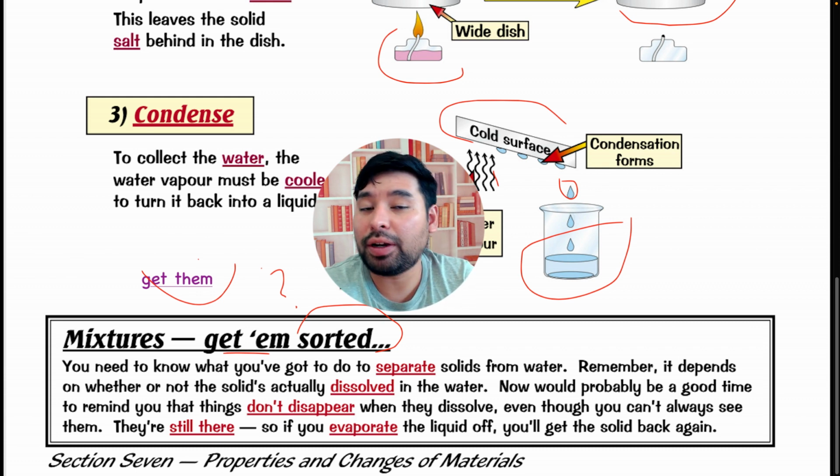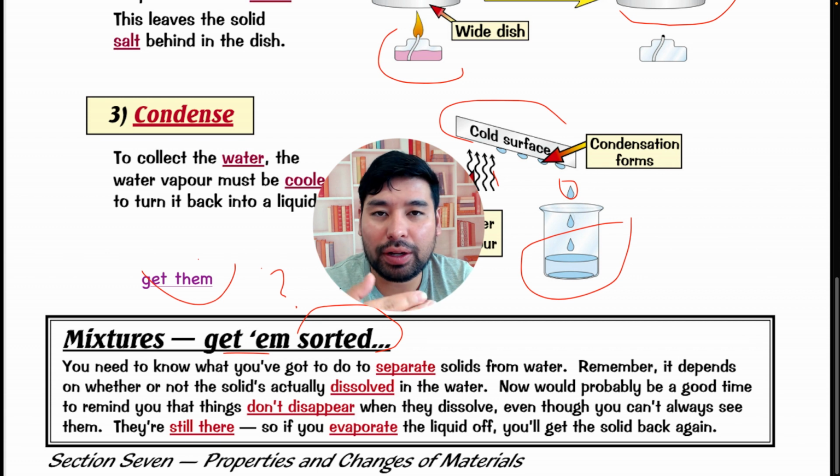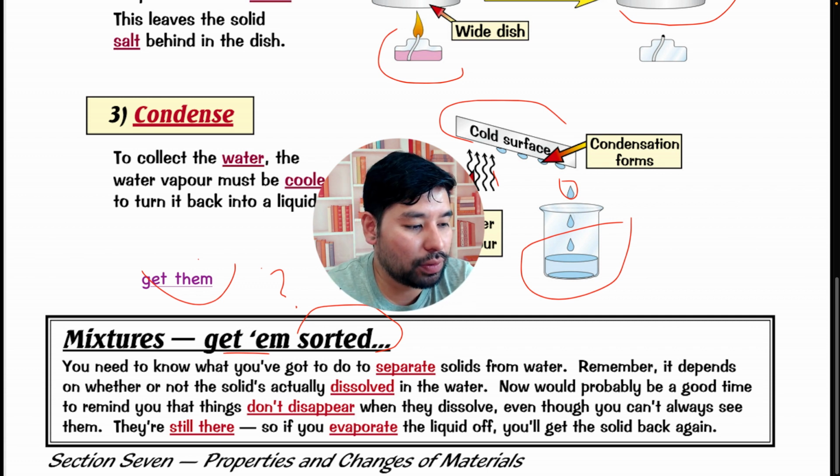But sometimes you cannot see that, like when you mix sugar in the water, right? Especially if you have a lot of water, you cannot see the sugar anymore, right? Anyway, so again, to remind you that things don't disappear when they dissolve, even though you can't always see them, and they're still there. So if you evaporate the liquid off, you will get the solid back again.